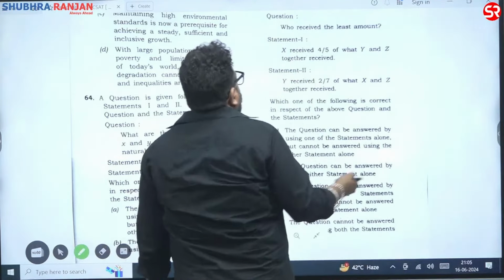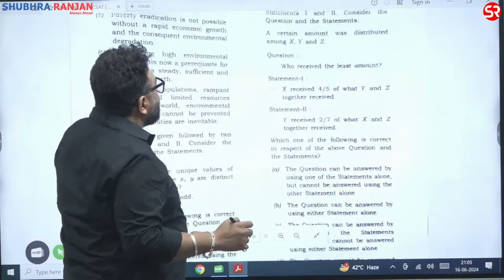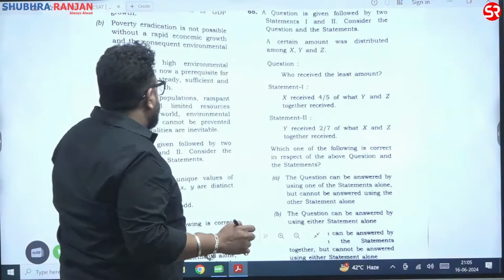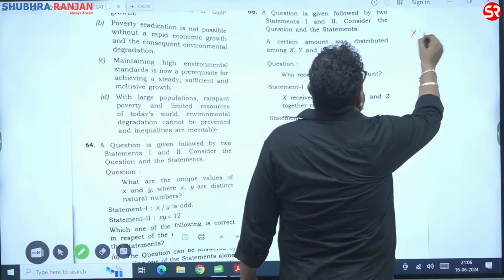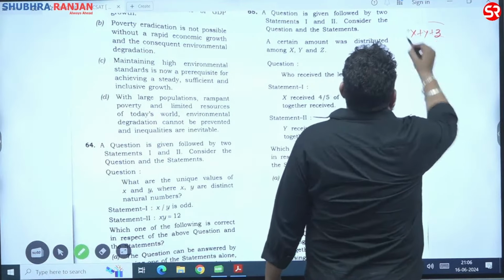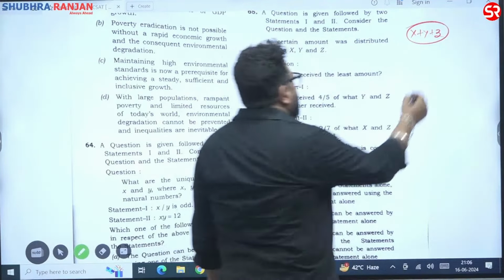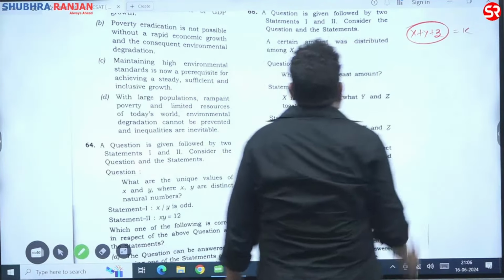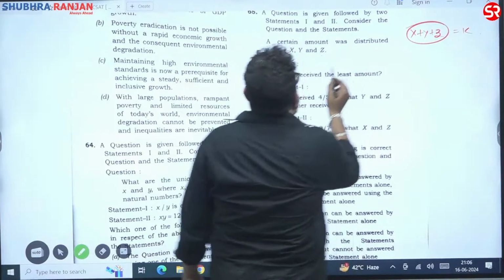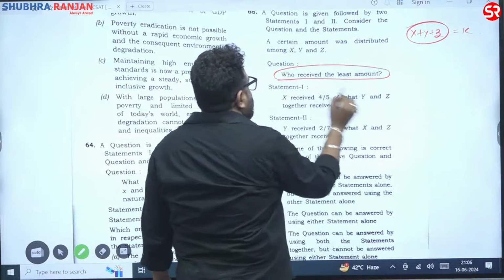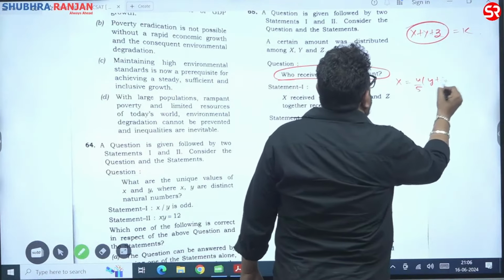See this? He says, question, a certain amount was distributed between A, B and C. So x, y and z, x plus y plus z is the distributed amount, let this be k, right? So he says x receives, that's the first statement. The question is who received the least amount. X receives 4 by 5th of y plus z.